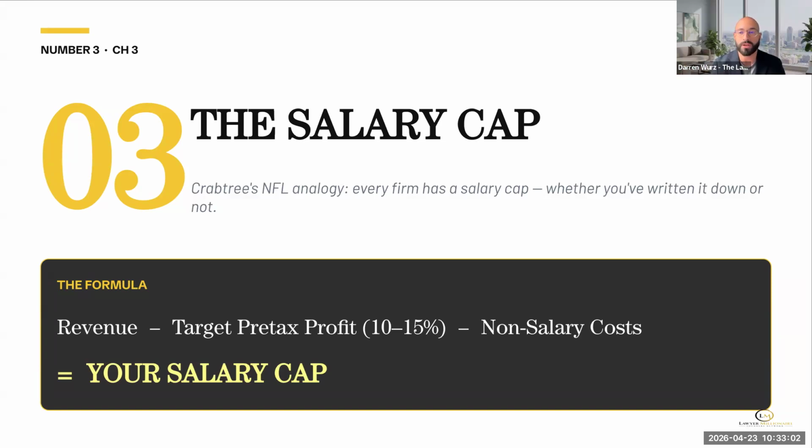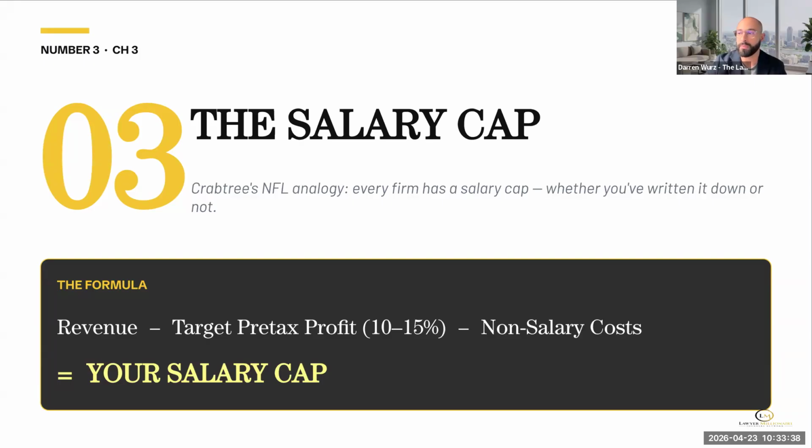Greg's opening argument here is the NFL analogy. Every team in the NFL operates under a salary cap. Doesn't matter how much money the owner has, the cap is the cap. And the best teams aren't necessarily the ones who outspend. They can't be, because they all have the same amount of money to spend. So the best teams are the ones who are able to get the most productivity per dollar of salary. So the big concept here is salary cap and labor productivity.